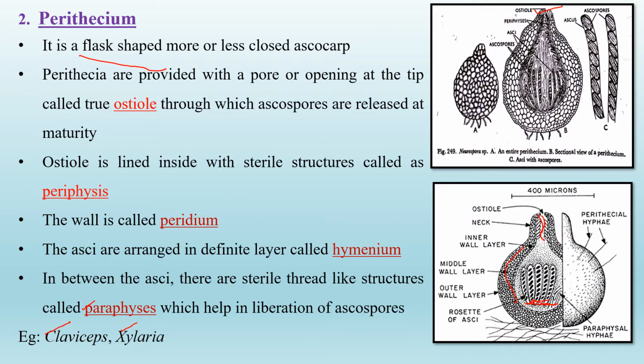In between the asci are sterile thread-like structures called paraphysis, which help in the liberation of ascospores. Perithecium is found in the species Claviceps and Xylaria. So we have to remember this up to now.